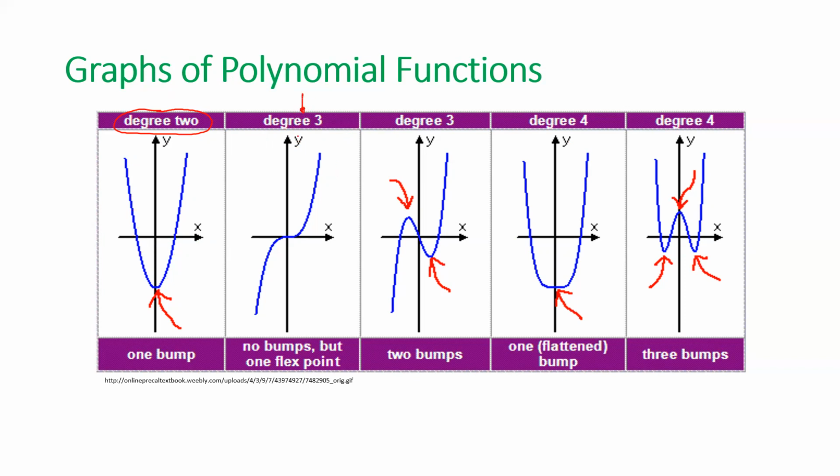So in this column, this is a graph of a polynomial function of degree 3, and it shows that this graph doesn't have any bumps, okay, but it has one flex point. Now for the second example here of a polynomial function of degree 3, this graph has 2 bumps, and for polynomial functions of degree 4, we have graphs with 1 flattened bump and graphs wherein we have 3 bumps.